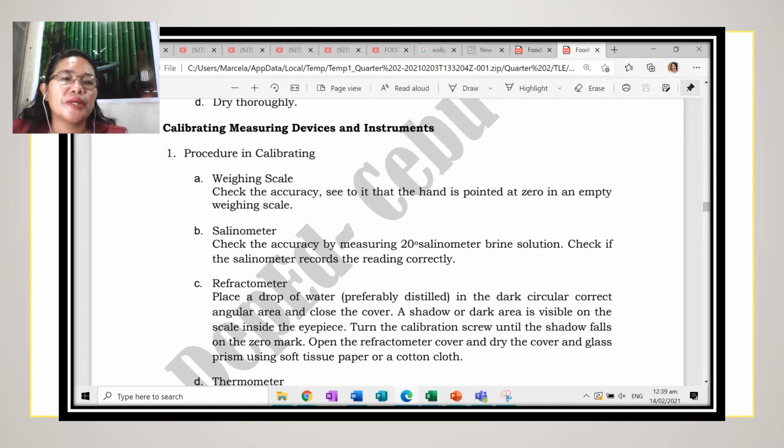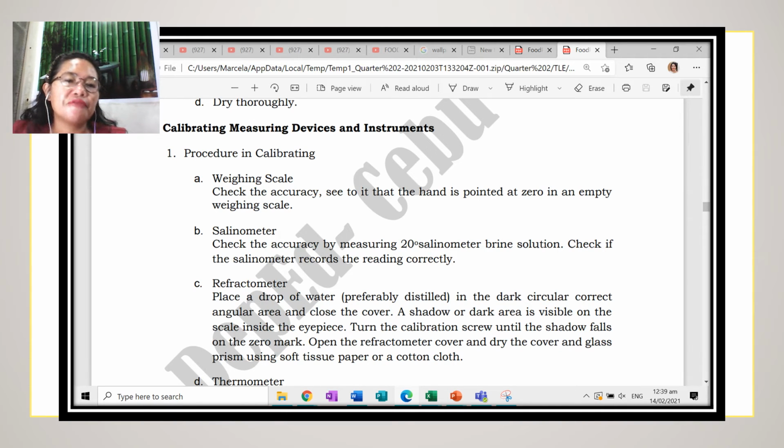Okay, so calibrating measuring devices and instruments. Number one, procedure in calibrating. Letter A, weighing scale: check the accuracy. See to it that the hand is pointed at the zero in the empty weighing scale. It should start at zero. Then salinometer: check the accuracy by measuring 20 degrees salinometer brine solution. Then check if the salinometer records the reading correctly.